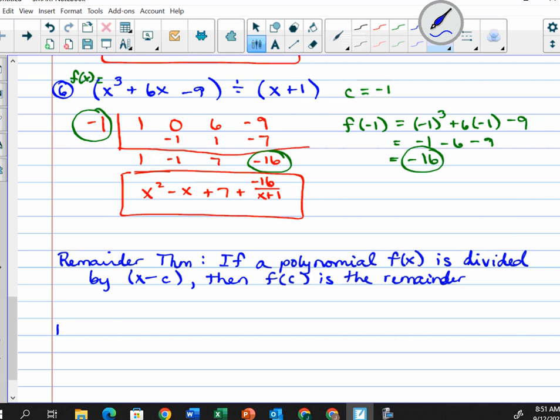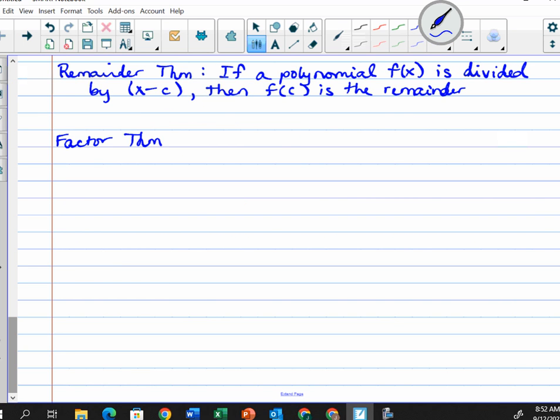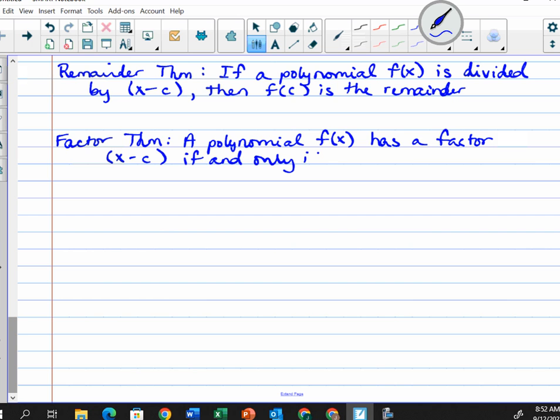All right, our other theorem is the factor theorem. A polynomial f of x has a factor x minus c if and only if f of c equals 0.